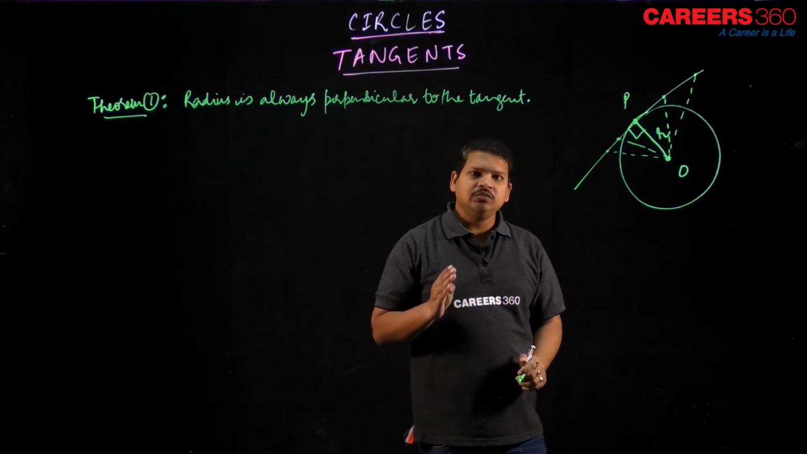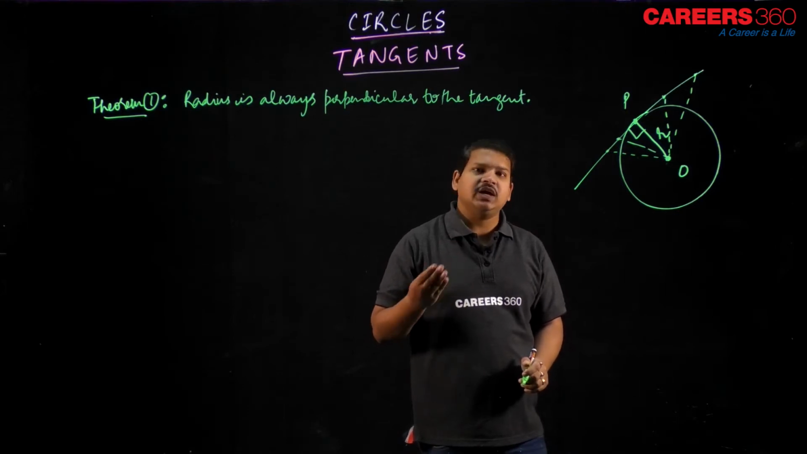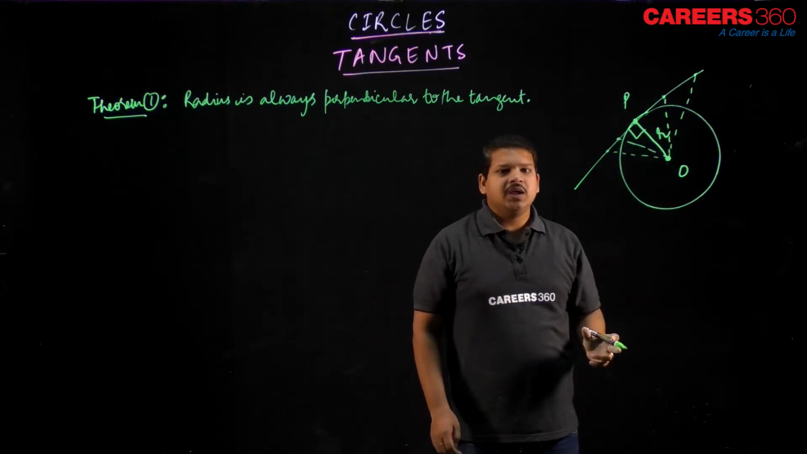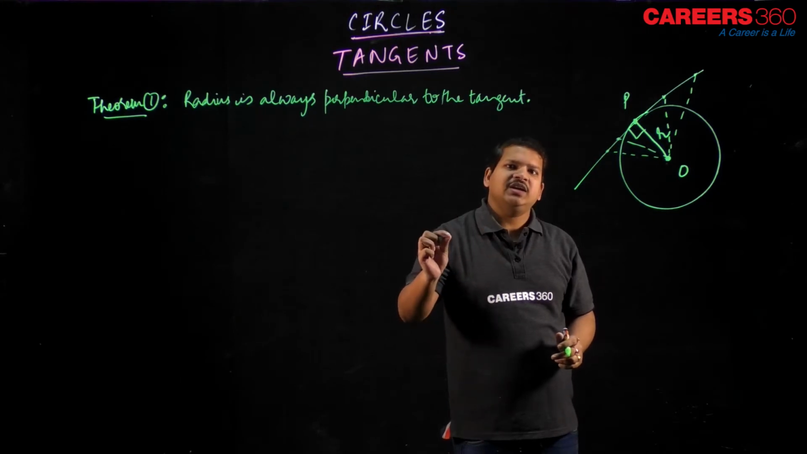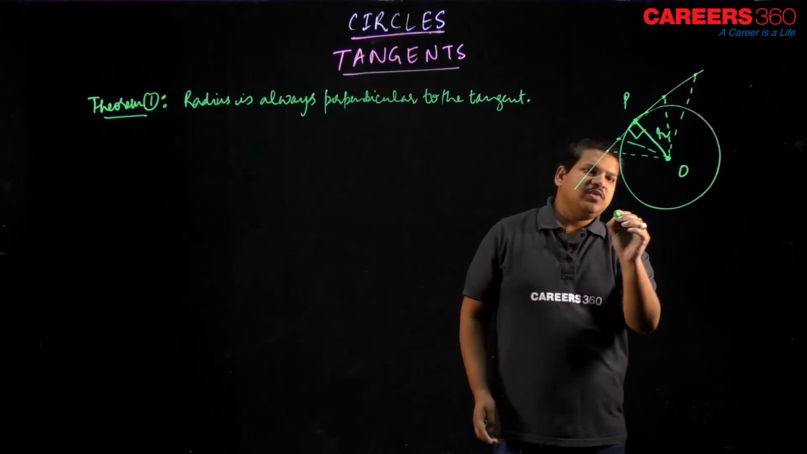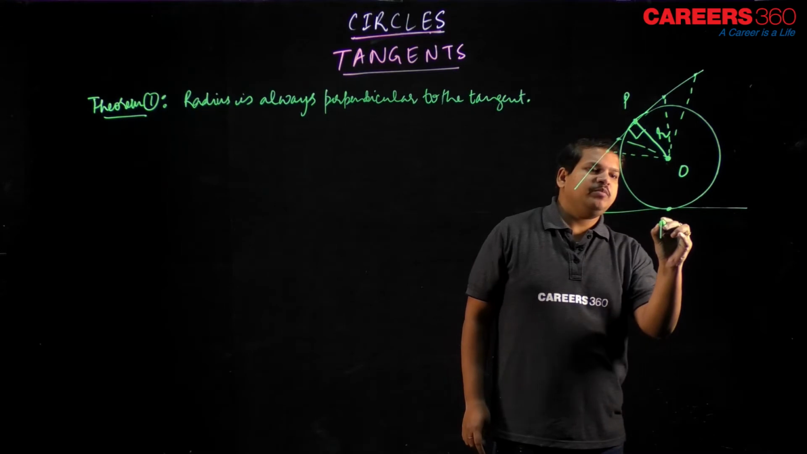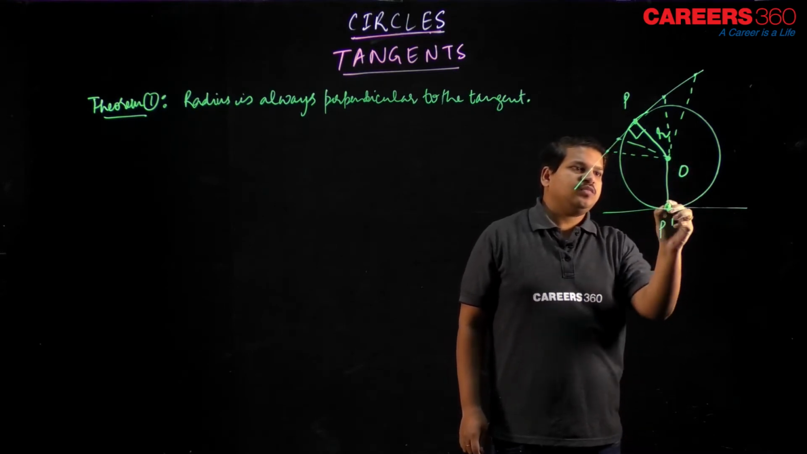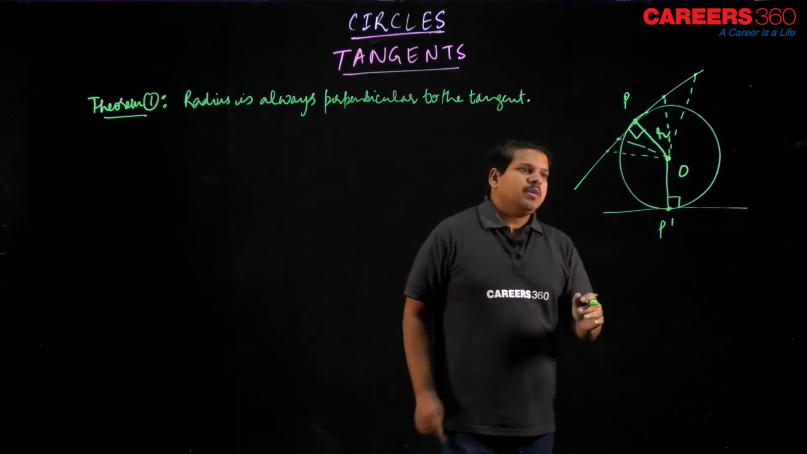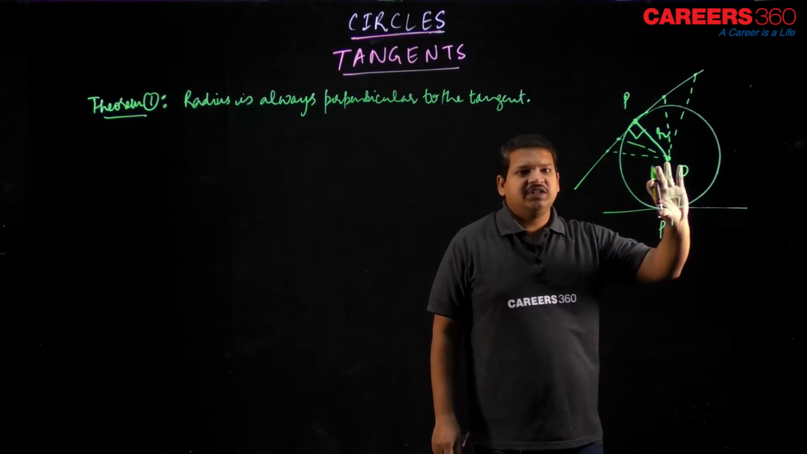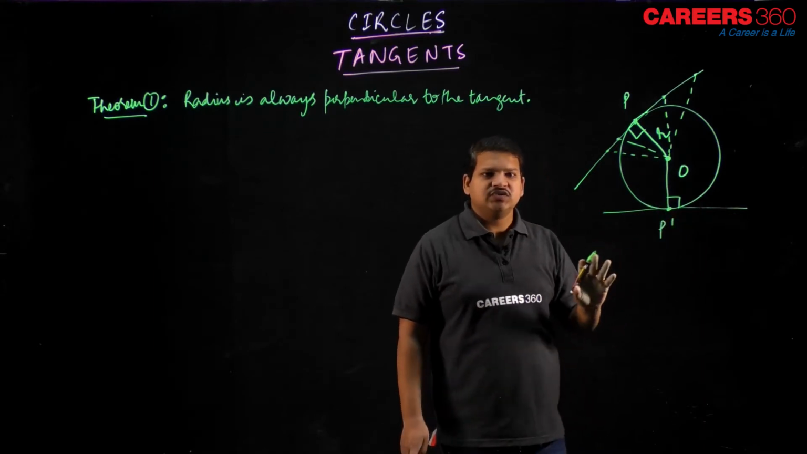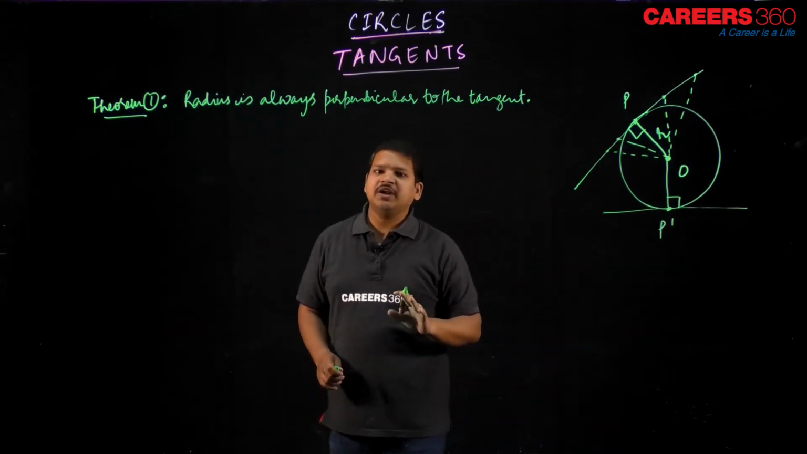And this theorem, which we studied in lines and angles, says that the shortest line between a point and a line is always perpendicular to that line, right? For example, this is a point, let's say P prime, and if I join this line, what I will get is a perpendicular only, right? Why? Because this is the shortest distance. There cannot be any other shorter distance between this point and this line. So this will also always be perpendicular to each other.